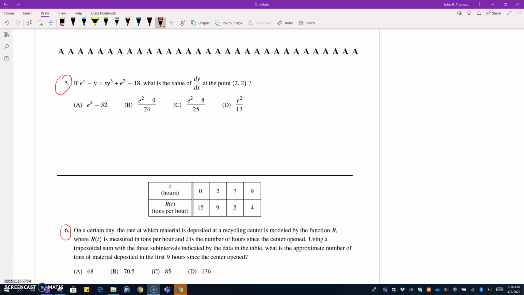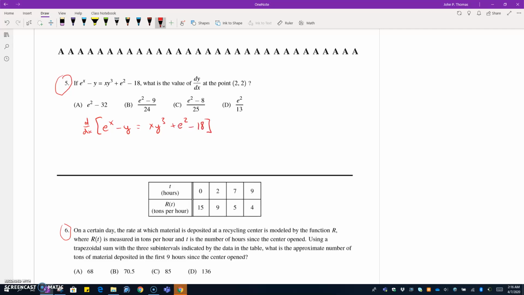Alright, so here's the run through for the first handful of questions that you had asked about. Number 5 to begin with is an implicit differentiation problem. So we're going to start out with our structure of taking the derivative of both sides. And we're going to take this with respect to x in this case, because they are asking for dy dx. So we'll get that written out here.